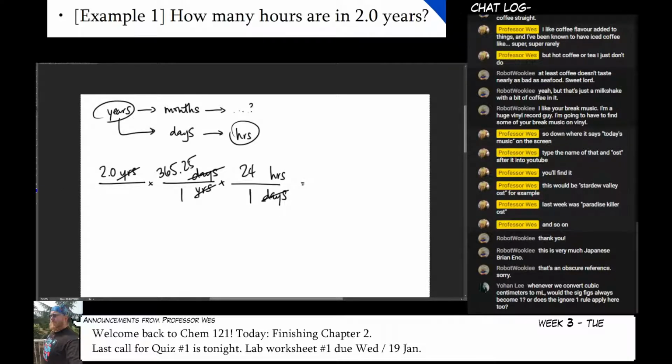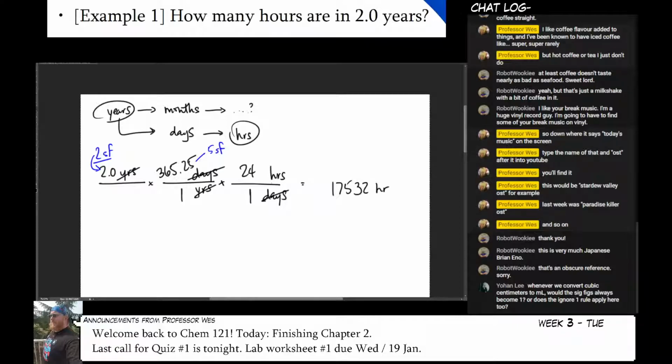And so I'm going to punch this all in the calculator. And I should get a ginormous number because this is a lot of hours, right? And so I got this. And so now the last thing we have to do is sig figs. So how many sig figs are in this? Well, it's 2.0, so that's 2 sig figs. This has so many sig figs.